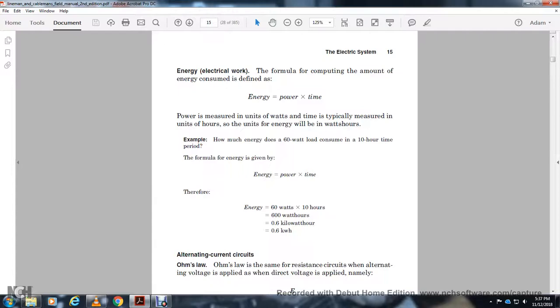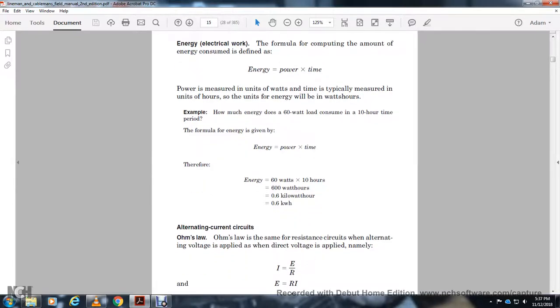Electrical work. The formula for the amount of energy consumed is energy equals power times time. Power is measured in watts, so energy is measured in watt hours. How much energy does a 60-watt load consume in 10 hours? The formula is energy equals power times time: 60 watts times 10 hours is 600 watt hours, or 6 tenths of a kilowatt hour.